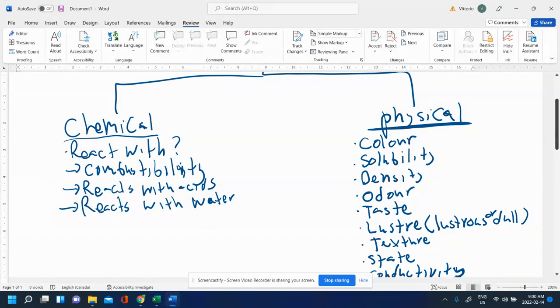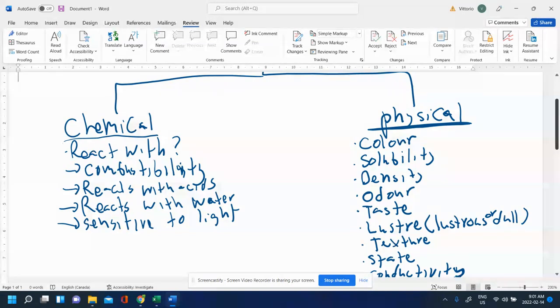So chemical properties really describe how the matter reacts when it changes. So what does it react with? Is it combustible? Does it react with oxygen? Does it react with acids? Does it react with water, for example? Is it sensitive to light? Does it break down when you expose it to light, chemically speaking? So those are all examples of some chemical properties that you can use to describe matter.